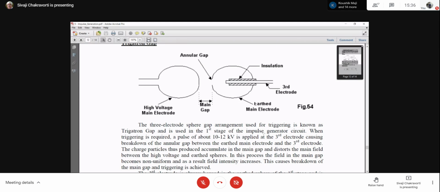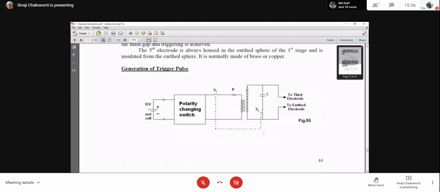It is so reliable. How do we generate the trigger pulse? Well, it is quite simple. First, we have a DC voltage source. It can be a battery or a voltage source. Forget about the polarity changing switch, that we will discuss later. Here we have a transformer, but this transformer is a very special transformer. It is called a pulse transformer. I think you might be knowing it, or if you don't know, you just study it.